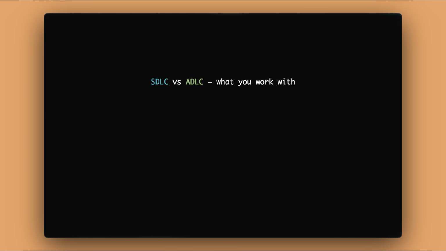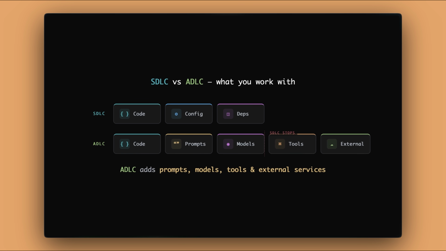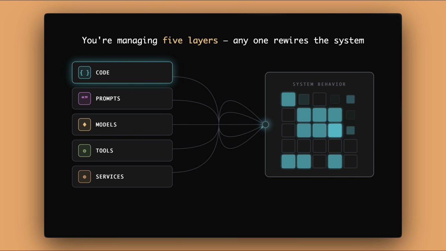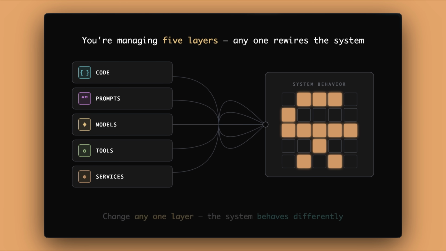And here you see one of the clearest splits between SDLC and ADLC. In SDLC, the logic lives in code, configuration, and third-party dependencies. In ADLC, that logic spreads across code, prompts, models, tools, and external services. So you are not just managing software anymore, you are managing all of these layers together, and any one of them can change how the system behaves.